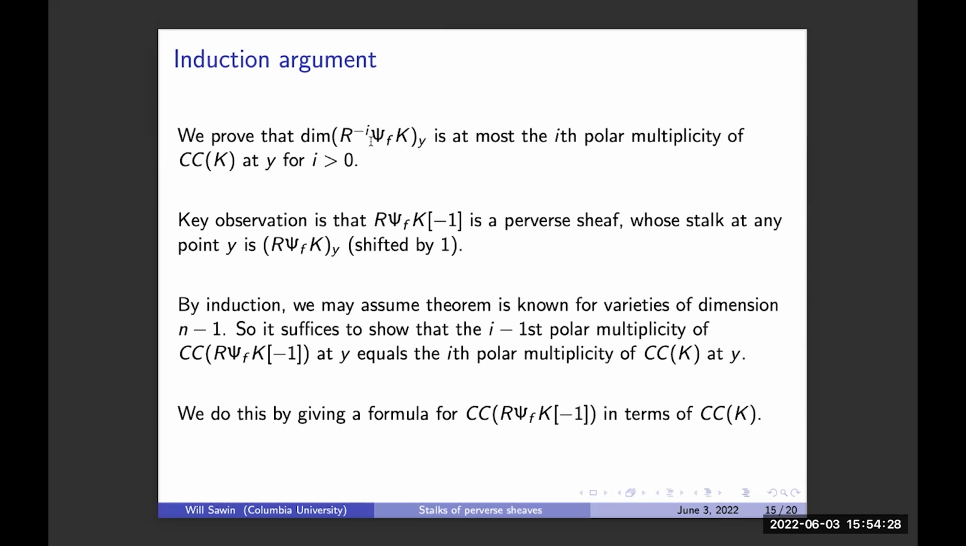And then we need to bound the cohomology of the nearby cycle sheaf, and we'll do that by bounding the polar multiplicity of the nearby cycle sheaf. In fact, what we'll show is that the (i-1)st polar multiplicity of the characteristic cycle of the nearby cycles is going to equal the ith polar multiplicity of the characteristic cycle of the perverse sheaf, again, as long as f is sufficiently generic. And we'll do that in 2 steps. We're going to first give a formula relating the 2 characteristic cycles, and then we're going to see what that implies about the polar multiplicities.